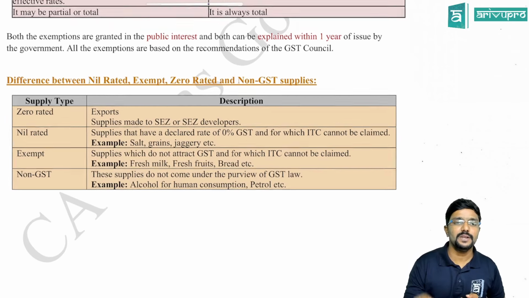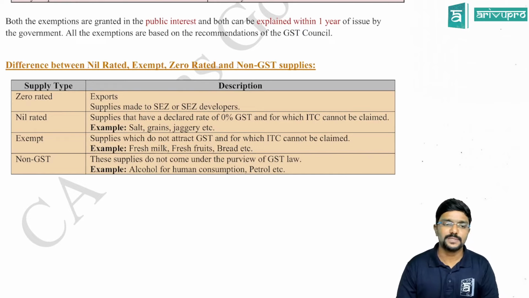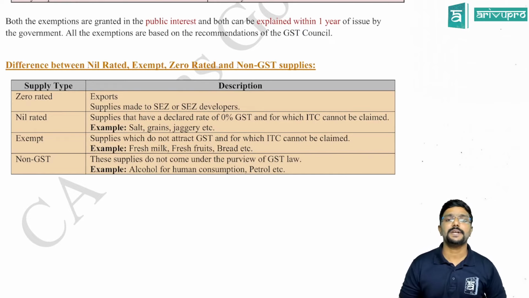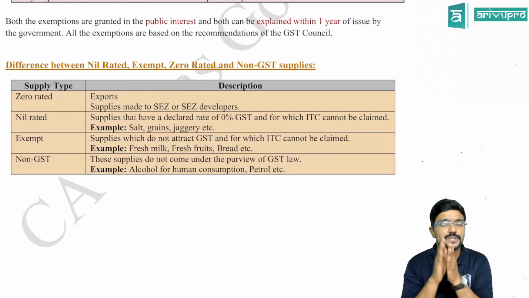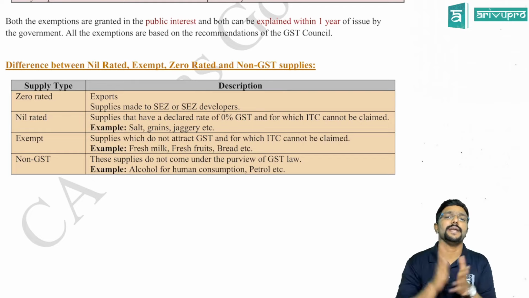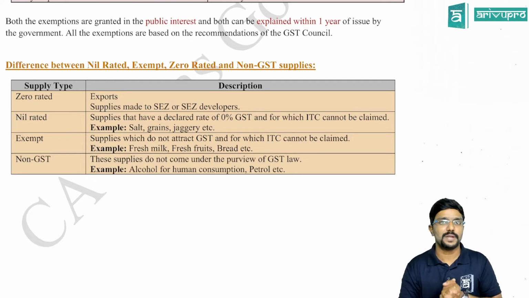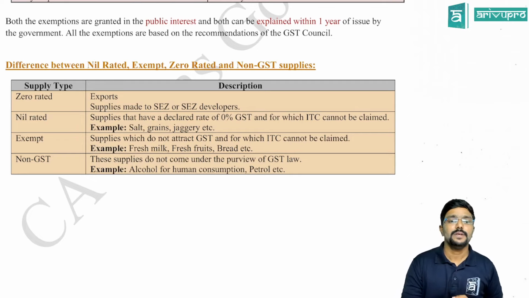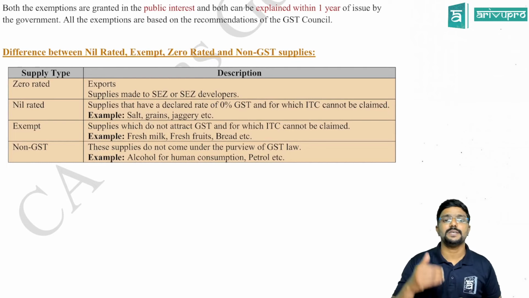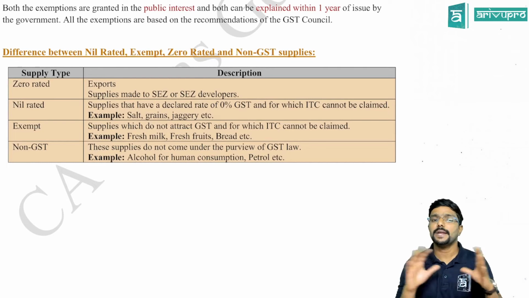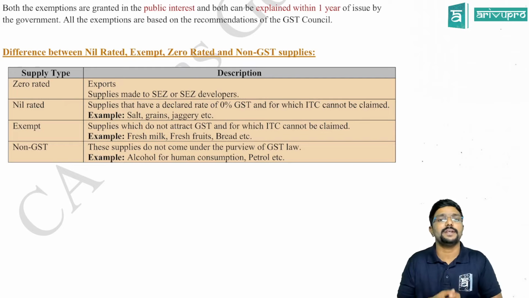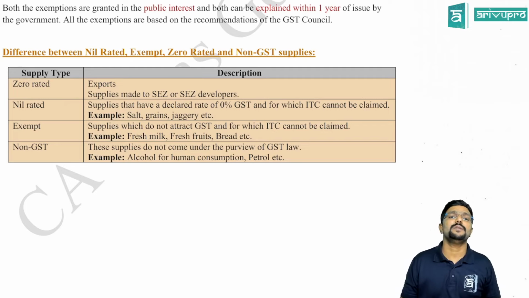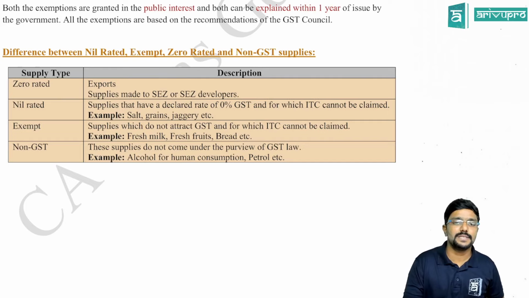Then coming to the difference between zero rated supply, nil rated supply, exempt supply and non-taxable supply. Zero rated supply includes the export of goods or services outside India or supply of goods or services to SEZ or SEZ developer. And in case of zero rated supply, input tax credit can be claimed on inward supply. Next, nil rated supply. These supplies are taxable, covered under GST, but as on today the rate is zero. If I am supplying any goods on which nil rate is applicable, on my outward supply I am not paying any tax. So on my inward supply I cannot claim input tax credit. Examples are salt, grains, jaggery, etc.